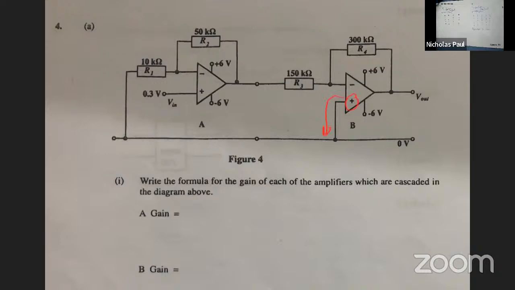Actually, you know what? I should have given you all that question. So here we have a non-inverting. Here's an inverting. Find the gain of A, find the gain of B, and then find the gain of the whole thing.